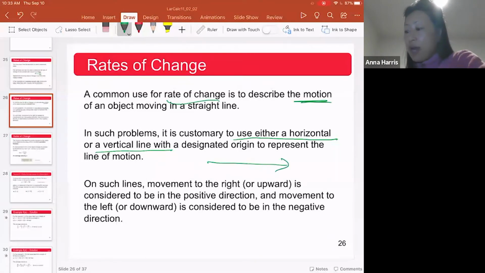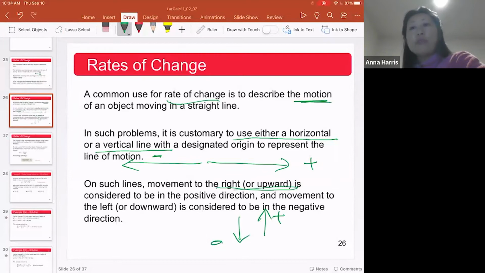And also, a common use of a rate of change that we use is describing motion of an object moving in a straight line. And then we can use either a horizontal or vertical line. Designate an origin to represent the line of motion. If you move to the right, we usually call it positive. If you move to the left, we usually call it negative. And then we can also do up and down. If you move up, we call it positive. If you move down, we call it negative in motion. Okay, because you have to have a direction so you know which one is up and which one is down and which one is positive and which one is negative. So this is the way that we do it. Anything moving to the right or up, we call it positive. Anything moving down or left, we call it negative.